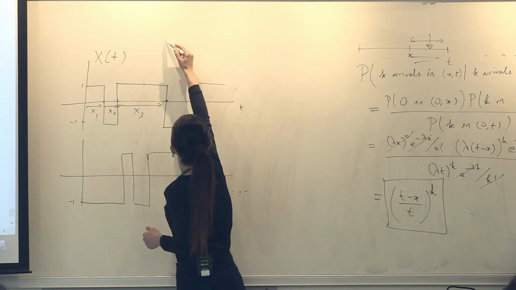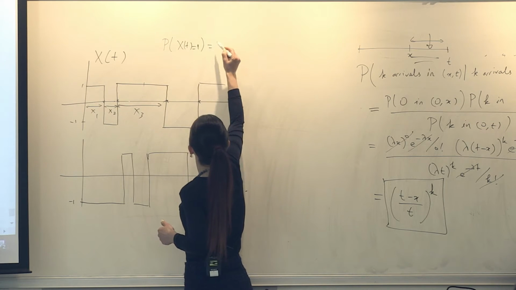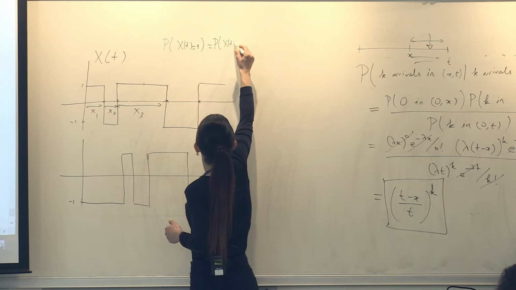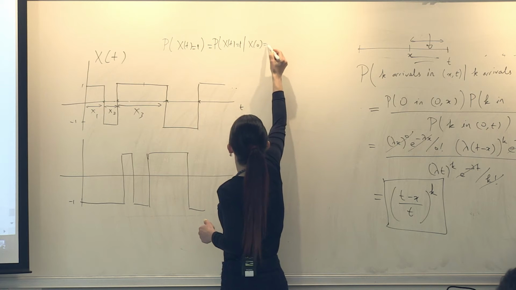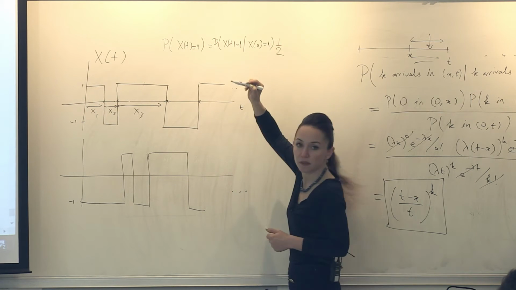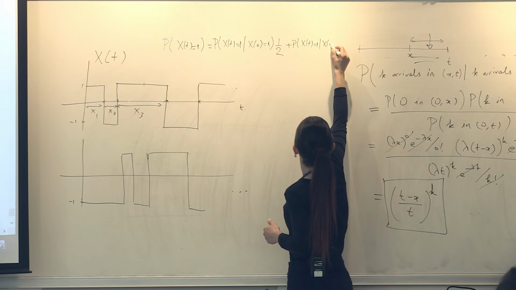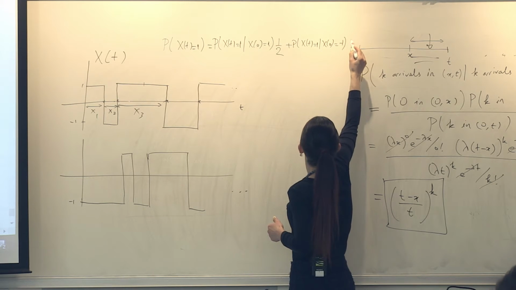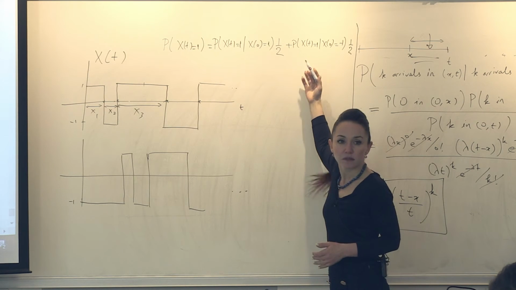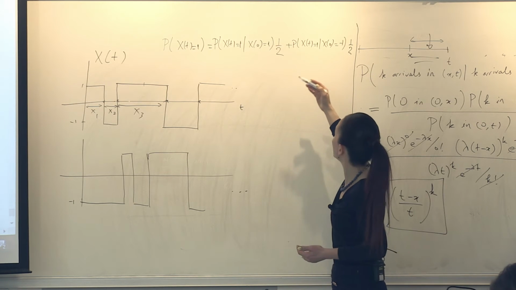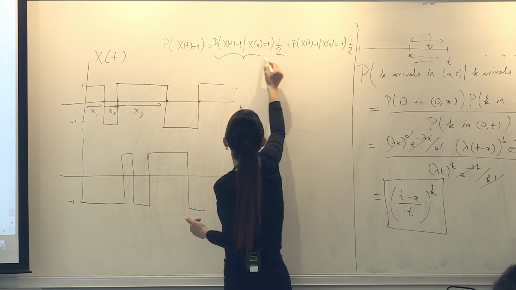Now, the probability that x of t is equal to 1 can be written as the probability that x of t is 1 given x of 0 was 1 times 1/2, plus the probability that x of t is 1 given x of 0 is -1 times 1/2. Right? I'm applying the total probability theorem, and 1 and minus 1 occur equiprobably. Now, what is this probability?